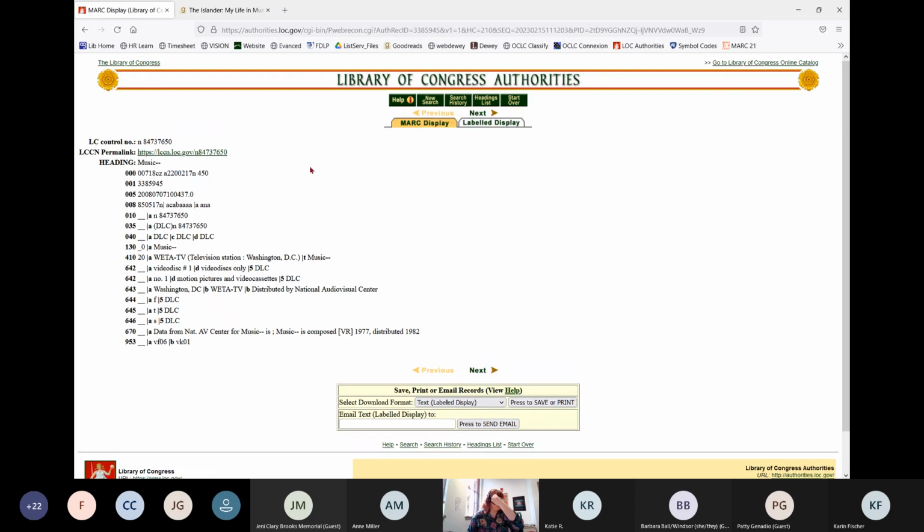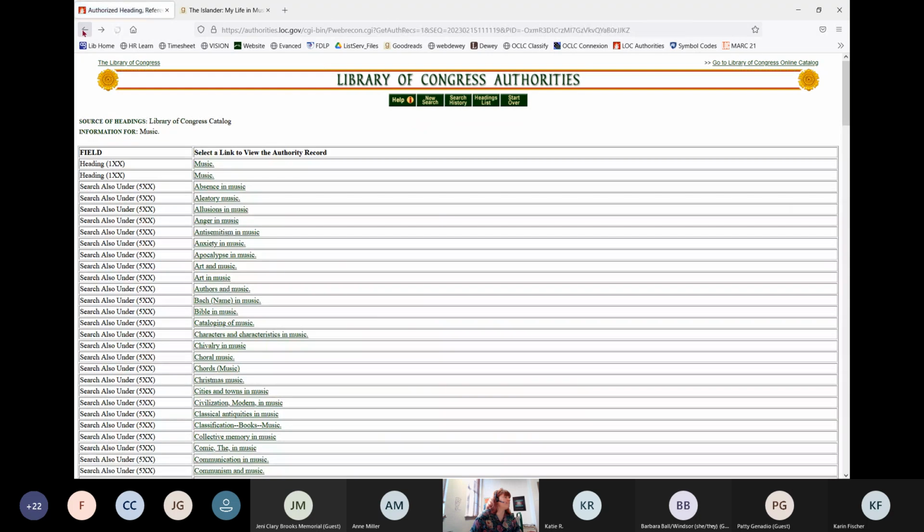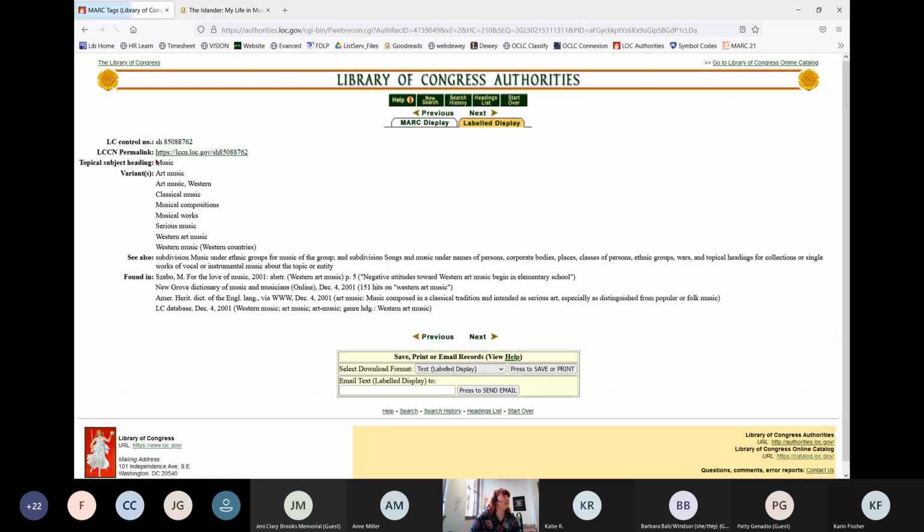So here's this 130, music. I don't know why it has two hyphens. Let's go to the labeled display. Sometimes it's a little easier to see. Uniform title heading, music. Uniform title heading. We want the subject heading. Oh, field, heading. There's two of them. Let's click on the second one. There we go. This is the heading that we want. We want it to say music. Let's look at the labeled display. Music, topical subject heading. Perfect.